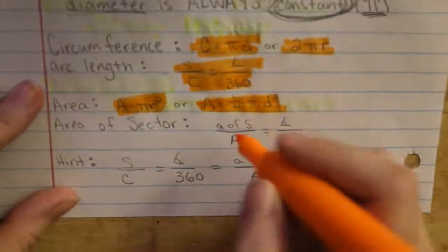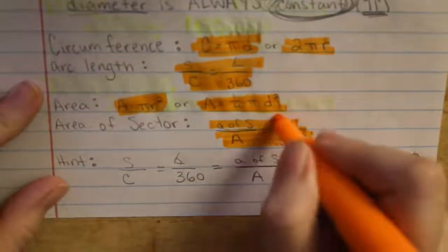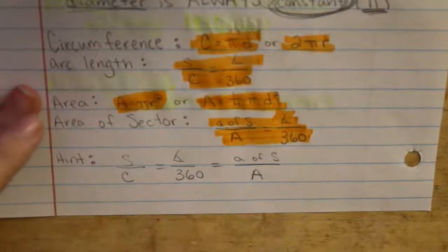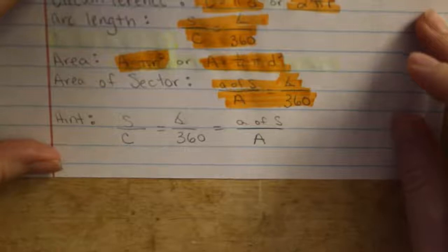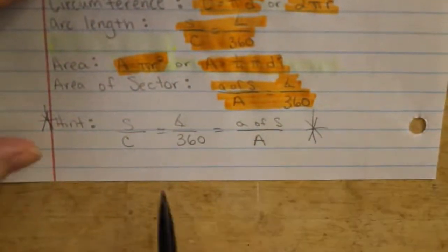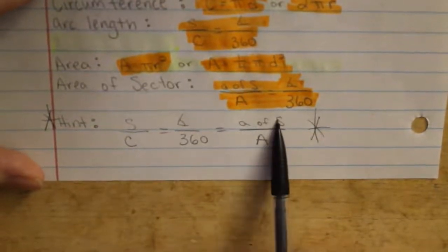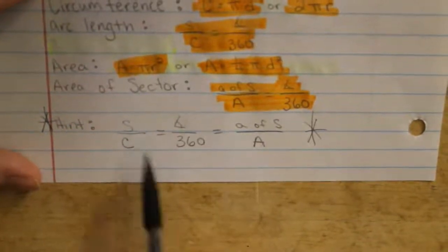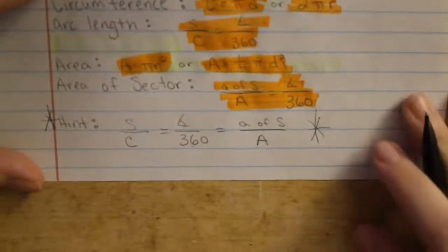Area of a sector is the area of the sector divided by the total area equal to the angle over 360. Now, knowing what we know about arc length and about area of sector, we can then say this little hint down here. The arc length divided by circumference and the area of sector divided by the area of the circle are equal to each other because they're equal to the same thing, which is the angle divided by 360.